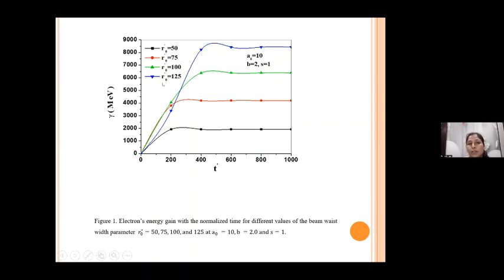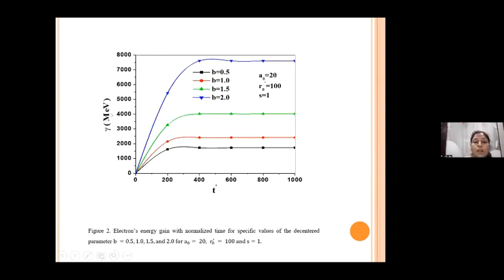So this is the variation of the laser initial spot size. Here it is in micrometers, and we can see that as the spot size is increasing, the energy gain is also increasing. But the thing is, this energy is saturated after some time. So it is a property of this laser. We have observed this value.